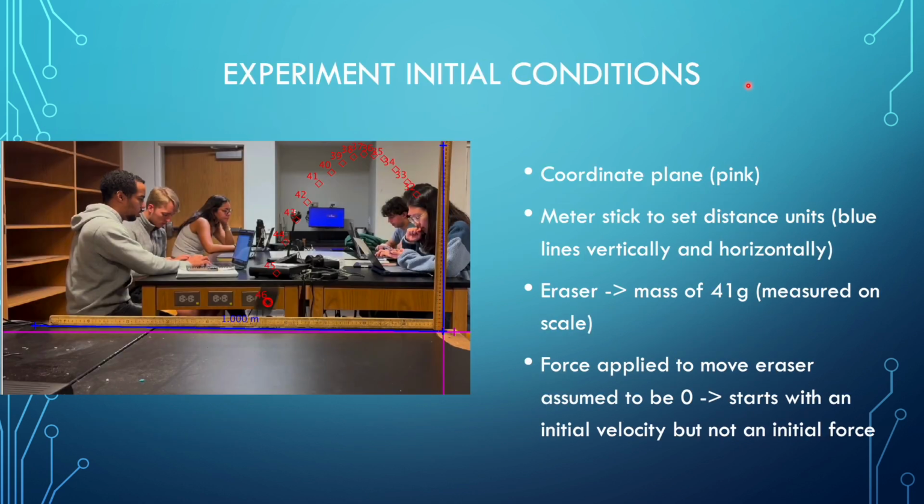Here are our initial conditions. So we have the pink coordinate plane. We have the two blue lines to calibrate our meter sticks to show that they're a meter long. And then we have our eraser, which has a mass of 41 grams, that we threw, as you will see in the next slide. Then we have the force applied assumed to be 0. So it starts with initial velocity, but not with an initial force pushed by us. The only forces acting are gravity and drag force.